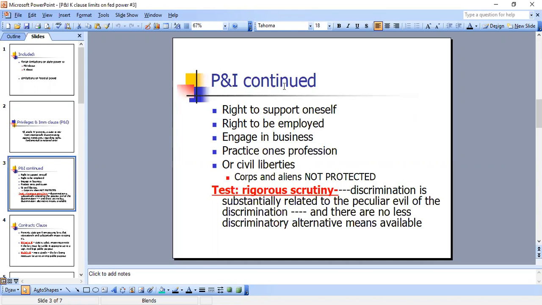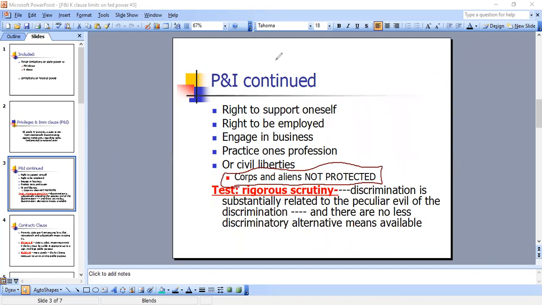Privilege and Immunities Clause continued. For example, some of those rights are a right to support oneself, right to be employed, engage in business, practice one's profession, or civil liberties. Corporations and aliens are not protected. This is important because I've seen this on an essay, which was the third question to the essay, so it was a real quick write-up. And this is all you needed to put, that corporations and aliens are not protected by the Privilege and Immunities Clause. It was a corporation they were talking about. Okay, so that's important there.